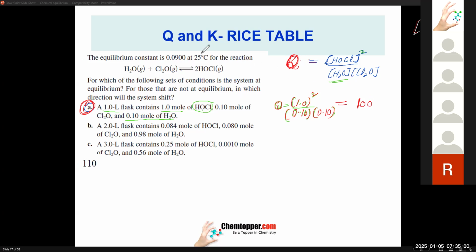Is this Q greater than K or less than K? This Q is greater than K. So in which direction will the equilibrium shift? If Q is greater than K, what is more at this time? Products are more. That's why Q is so big. So in which direction will the equilibrium shift? It will shift to the left. Yes, Anish, because products are more. That's why Q is so big.